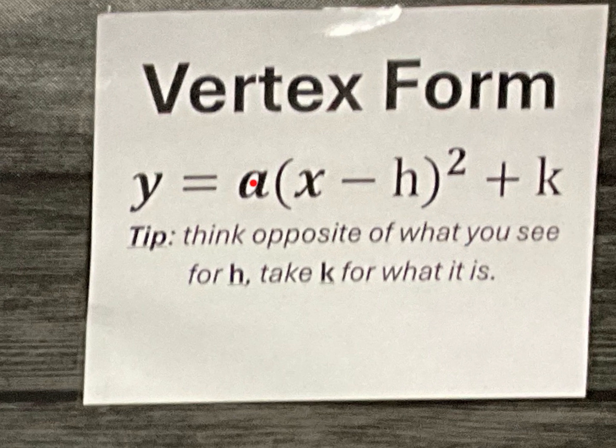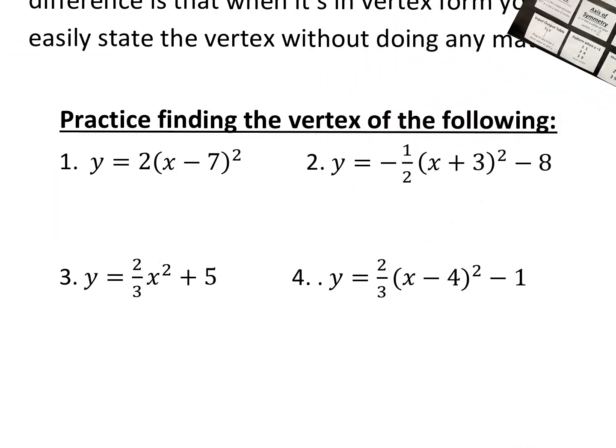The a value is out in the front. Inside the parentheses, you have x minus h, with a square on the outside, and then plus k at the very end. You got to get really comfortable with this form. You should memorize the form, right? Whenever you identify h and k, that will be your vertex, but think opposite of what you see for h and take k for what it is. That's what it says on the board. That's what we're going to do here.